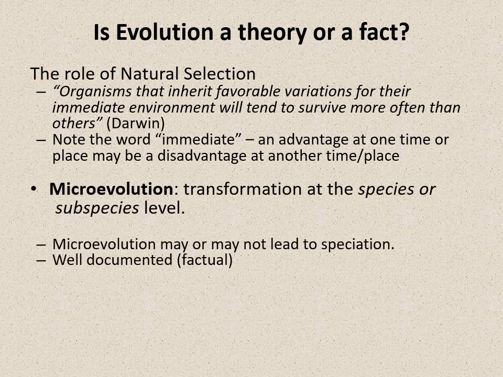Microevolution is a mode of evolution in which we're seeing the transformation at the species or even subspecies level. This may or may not lead to the arrival of a new species. And this is factual. This is well documented. This is the reason you get a different flu shot every year. This is the reason why pesticides have to be updated regularly, because organisms become resistant to it.